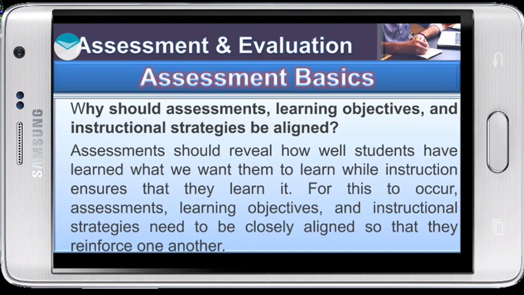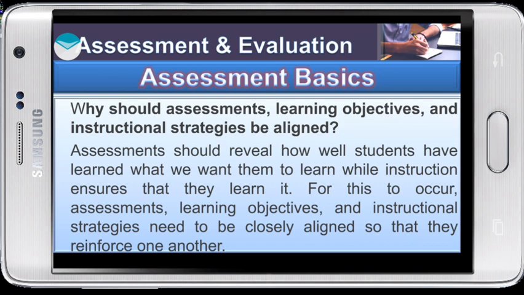Why should assessments, learning objectives, and instructional strategies be aligned? They should focus these 3 components or elements of teaching or learning processes. They need to focus on one target. They move together, because assessments should reveal how well students have learned what we want them to learn, while instruction ensures that they learn it. Instruction here means teaching.